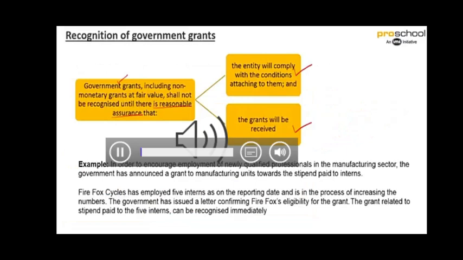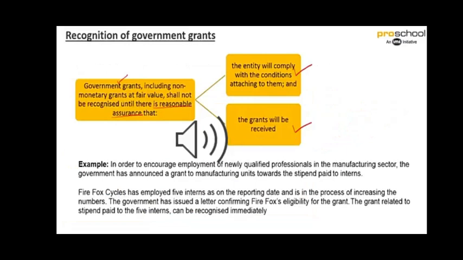So when can we recognize government grants in the books of accounts of the company? Let us see an example. The government has announced a grant towards the stipend paid to the interns. This company, Firefox Cycles, has employed 5 interns. The government has issued a letter confirming Firefox's eligibility for the grant.